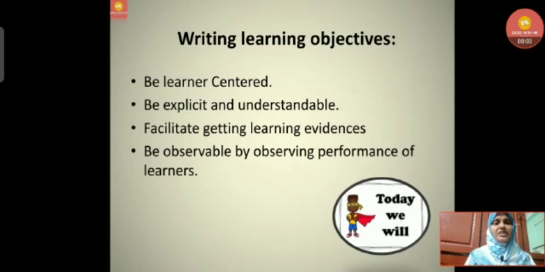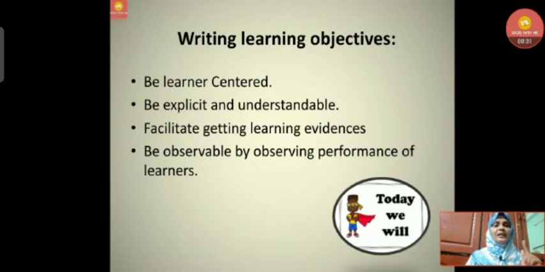Writing learning objectives, let's understand, be learner centered. The first point should be learner centered. That means the learner should be in the focus. Whatever learning objectives are written, the learner should be in the focus. Then be explicit and understandable. Obviously, whatever learning objectives are written, they should be explicit and understandable by the teacher and also the learner.